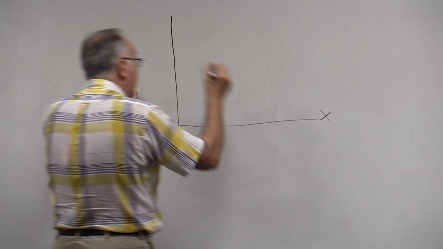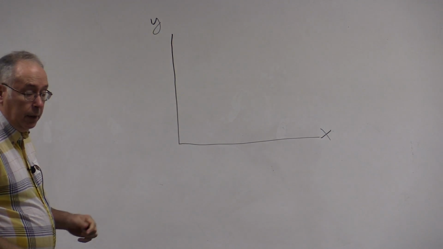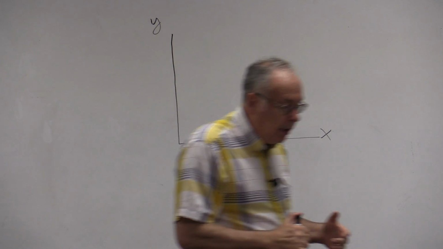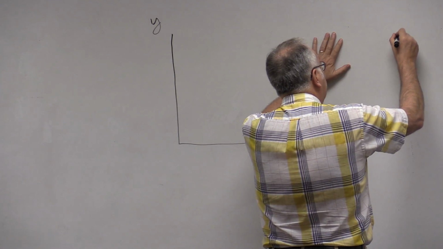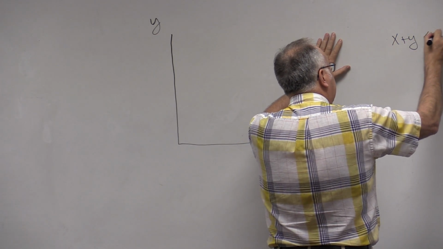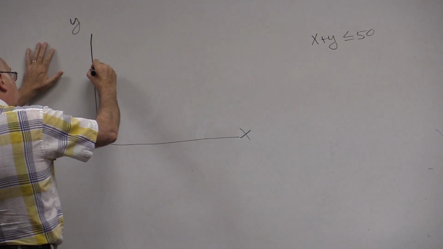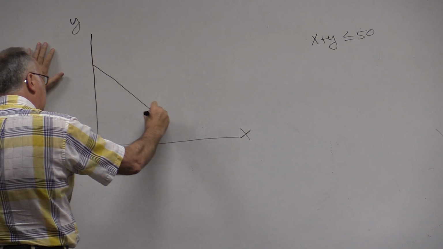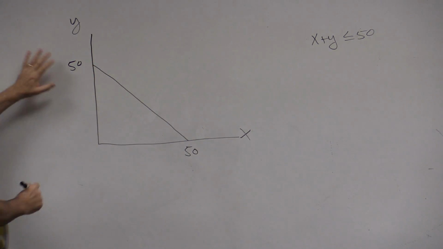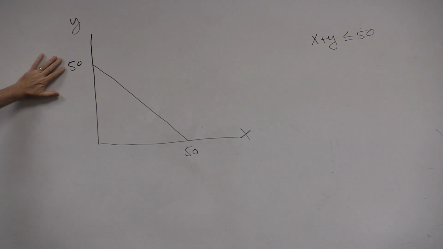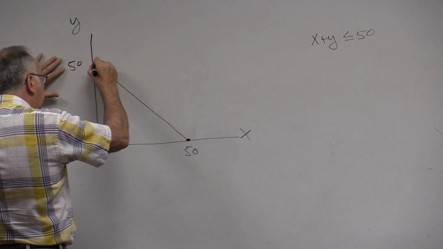You have two goods, good X and good Y. Good X is the number of donuts, good Y is cups of coffee. So let's graph the constraints on here. You have your income constraint: X plus Y is less than or equal to 50. That will just look like this: a straight line with a vertical intercept of 50 and a slope of -1, and a horizontal intercept of 50. So this is the income constraint.